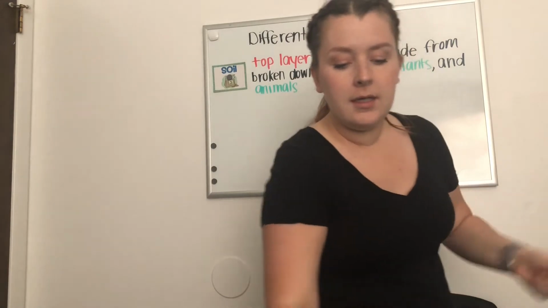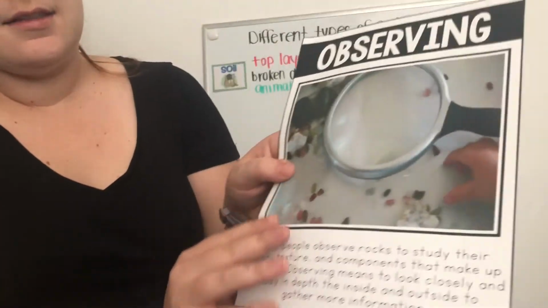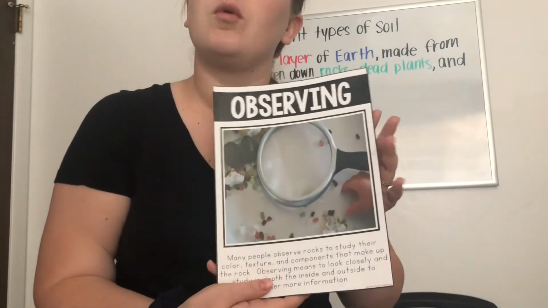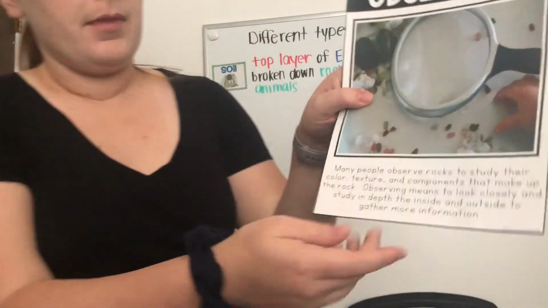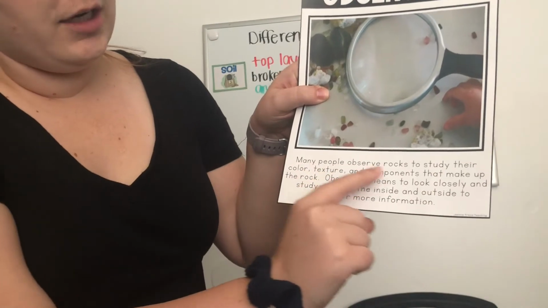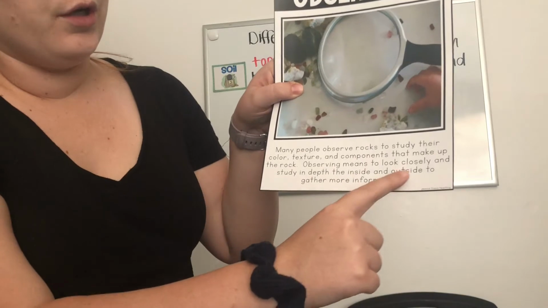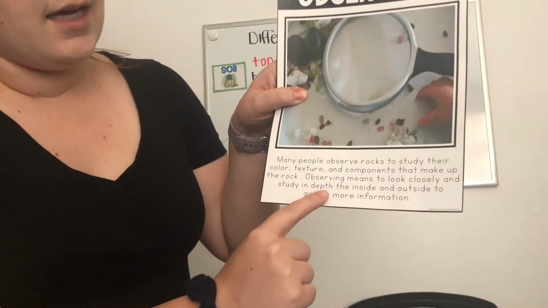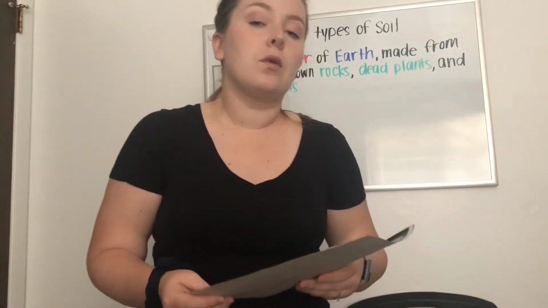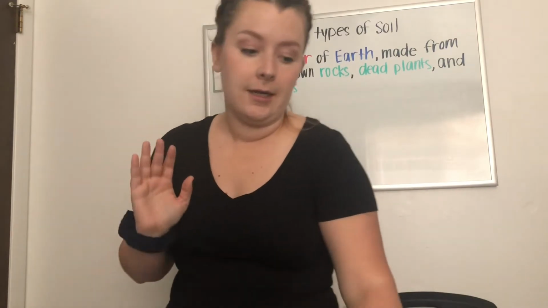Our next word is observing. And if you look here, you can see a magnifying glass. Sometimes we use magnifying glasses to observe things that we want to look at really closely. Many people observe rocks to study their color, texture, and components that make up the rock. Observing means to look closely and study in depth the inside and outside to gather more information. So this week we get to observe 3 different types of soil, which we'll talk about in just a second.